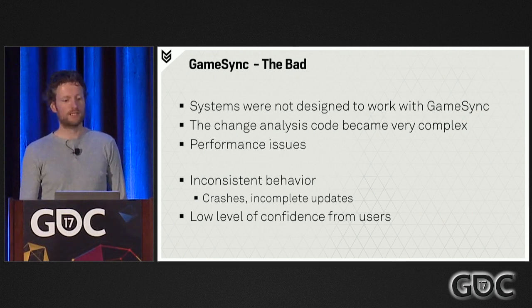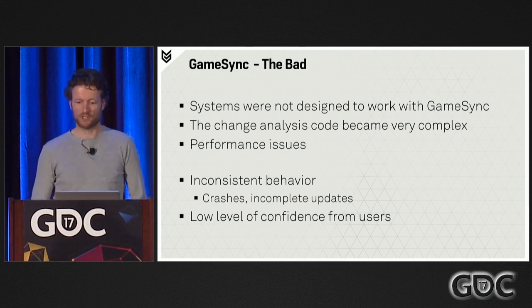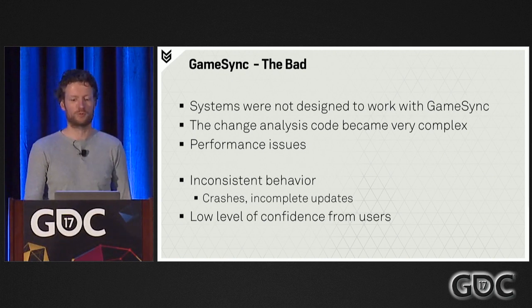On the other hand, getting GameSync fully reliable proved impossible throughout the project. Because game systems predate GameSync, GameSync tried to respect these systems as much as possible, thereby avoiding work for other code teams. This led to special case code creeping into these systems and very complex analysis code. These complexities further generated performance problems, where in the worst case applying a relatively simple change could take as much as 5 to 10 seconds, breaking a user's workflow.